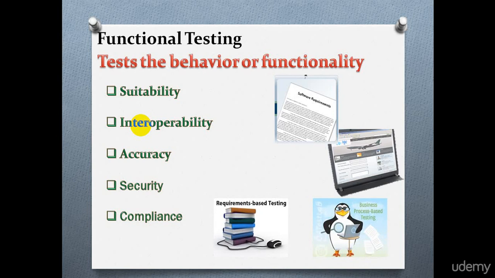To perform this functional testing, we have two approaches. One is requirement based testing. Another one is business process based testing. So these are the two common approaches to perform our functional testing for any application. When it comes to requirement based testing, we are testing the functionalities of the application based on the functional requirement specification of the system.